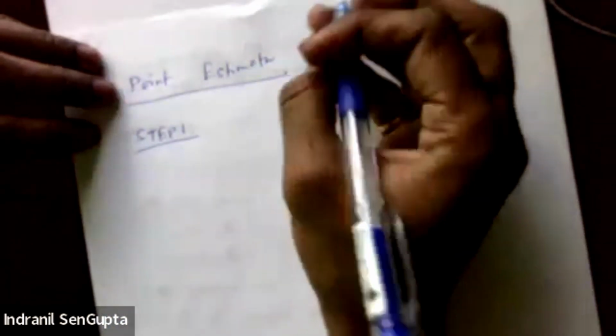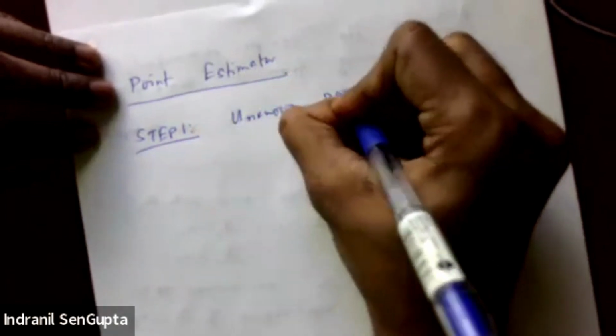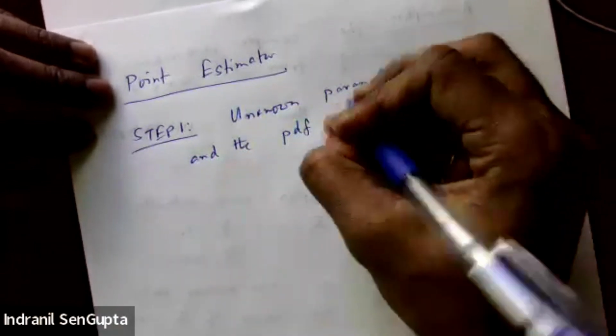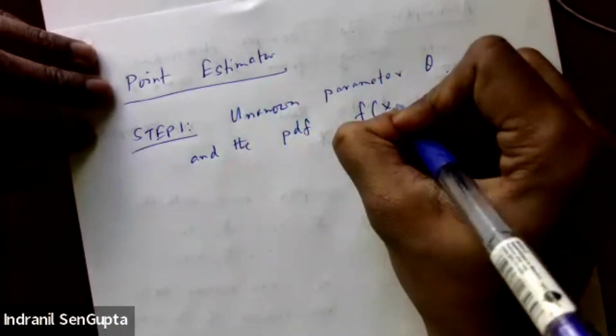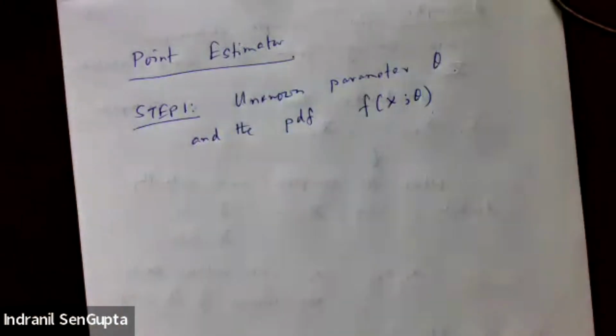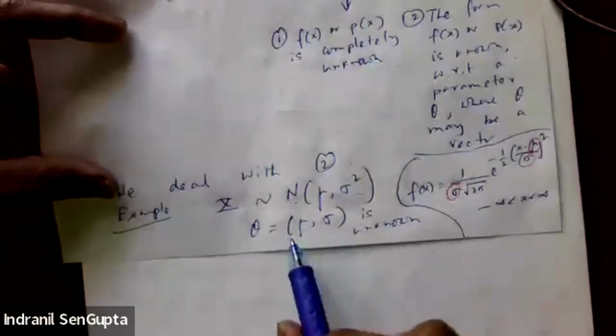So let me show you. So step one is to say that the unknown parameter or unknown vector is theta and the PDF is f of x theta. Okay. Think about, say, a Gaussian distribution where this theta can be a vector mu and sigma. So we know the form, but we have no idea about this mu or sigma. Okay.